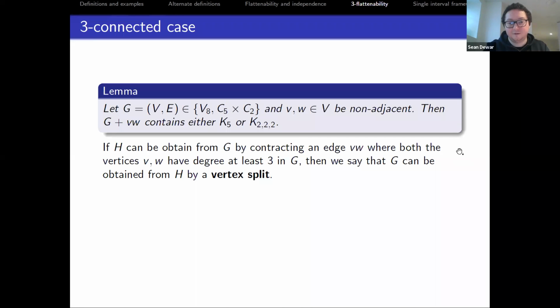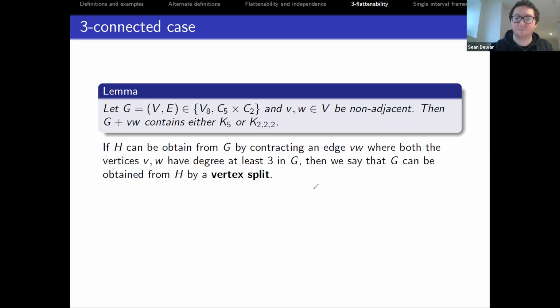Right. We're going to make an extra definition here. You might have seen this in terms of rigidity, and this is kind of close in some ways. So what this is saying is we're looking at a special type of edge contraction. So if you have a graph G and you have a graph H that's obtained from G by contracting an edge where both vertices have degree at least 3.